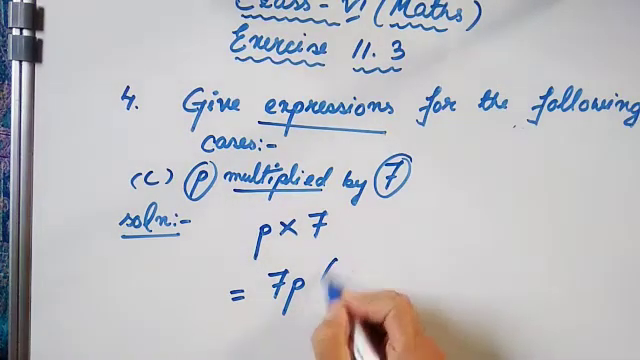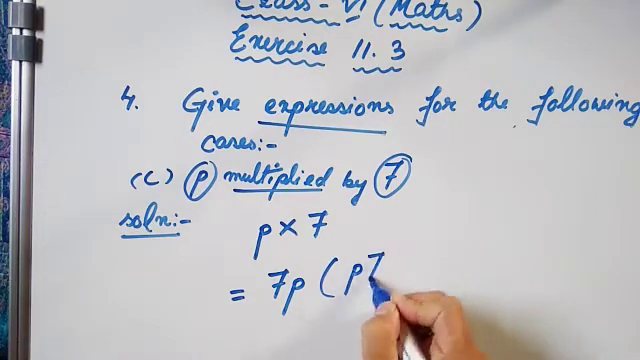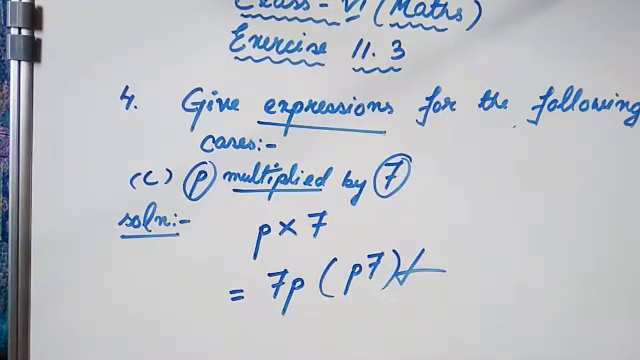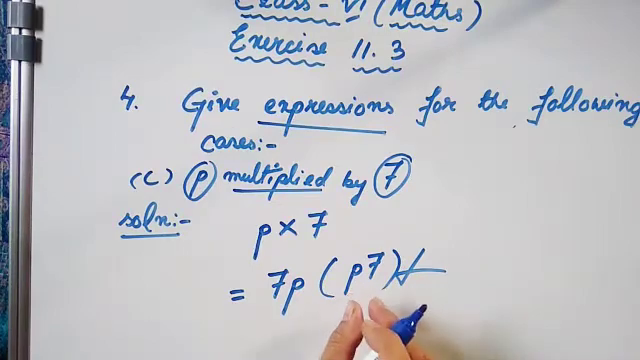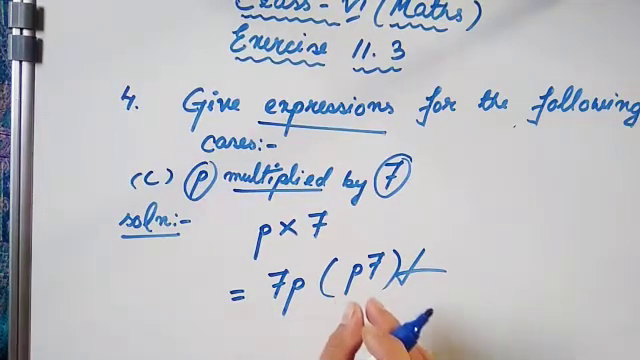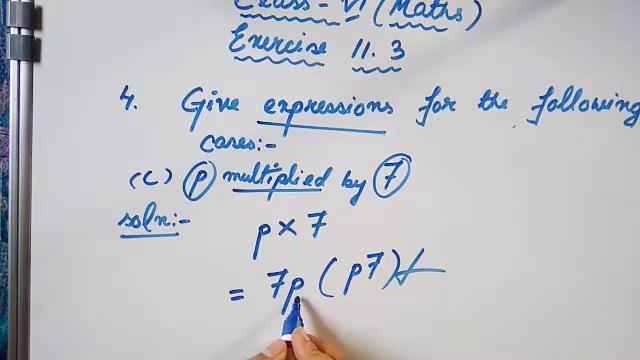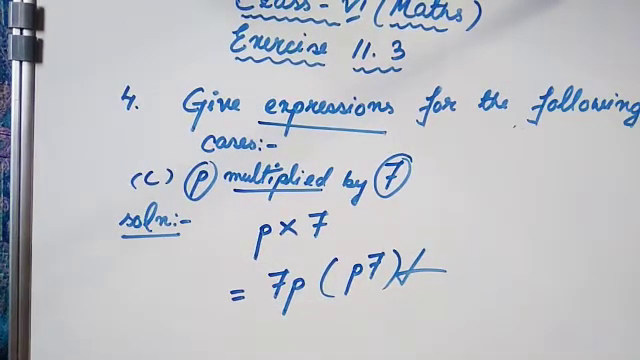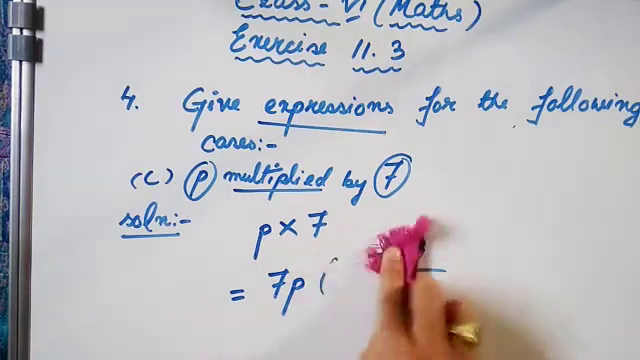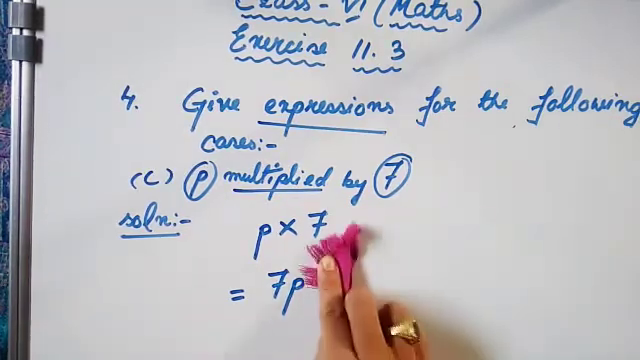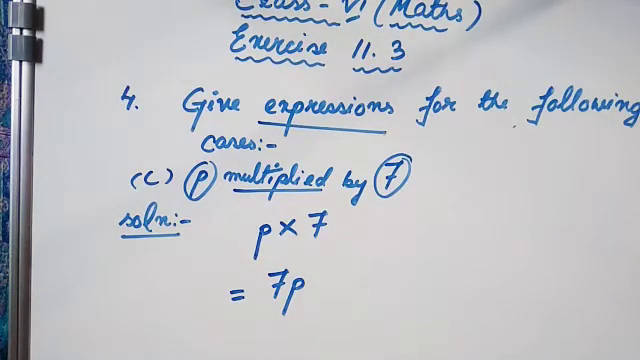Understood? We don't write an expression like P times 7. This is not wrong, this is correct, but we usually do not write like this. We start with the numbers first, and then we write the variable. Understood? So our answer will be 7P. Okay, next, let's solve our next question.